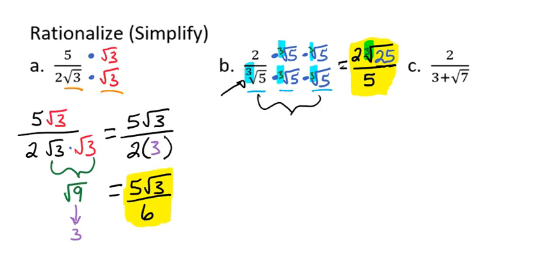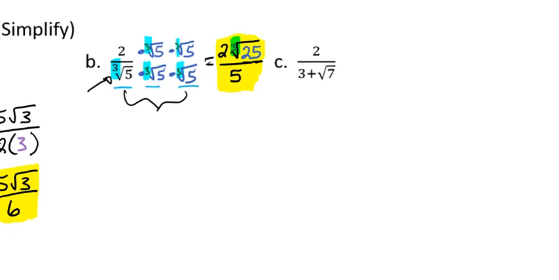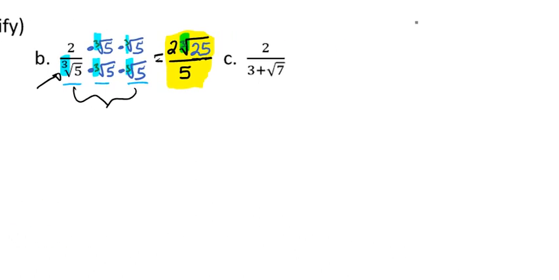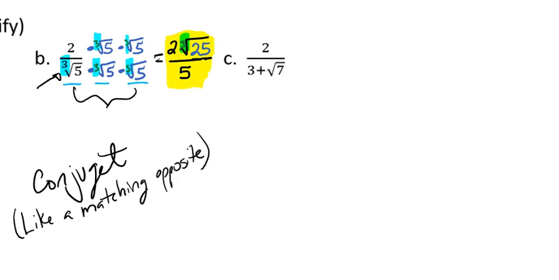So let's take a look at problem C, because this one's a little bit more difficult because it's got this plus sign right here. So when it has a plus sign like that, that means that you have an extra step. You're going to multiply by something we call the conjugate. Let's make some room here. The conjugate is like a matching opposite.